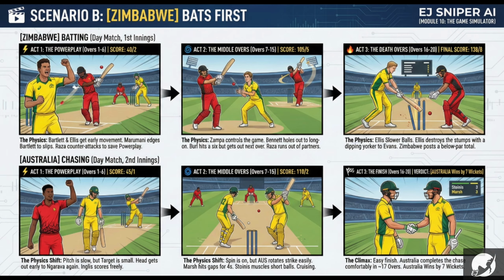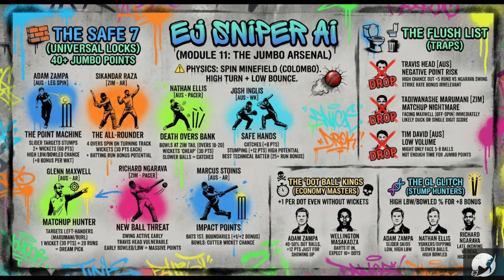We have the data. We have the scenarios. Now, let's sign the death warrant with the final fantasy verdict. Sniper. Enough theory. This is the jumbo arsenal. On the left, the safe 7. These players are your insurance policy. Zampa, Raza, Ellis, Inglis, Maxwell, Ngarava, and Stoinis. They guarantee you 40+ points each. If you leave even one of them out, you are playing with fire.